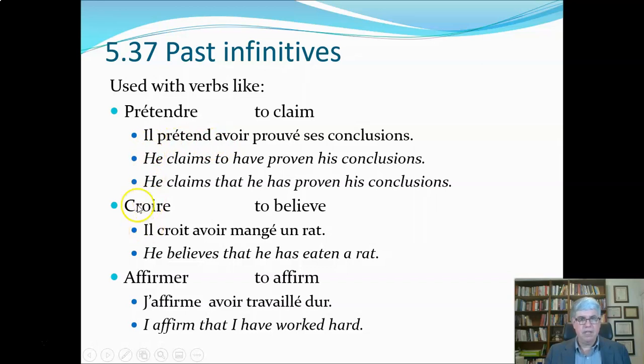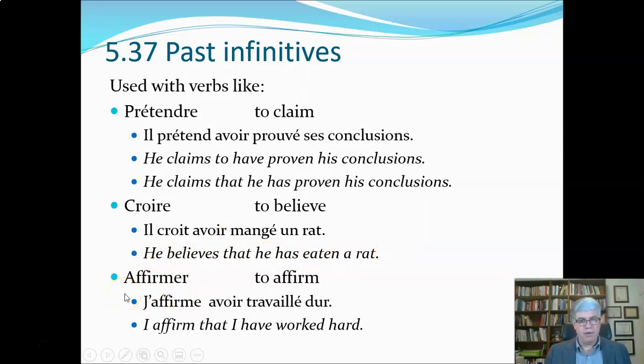It's also used with verbs like croire, to believe. Il croit, present tense, he believes. Avoir mangé un rat. Now this one we can't say he believes to have eaten a rat. That doesn't make any sense. Claims you can use the past infinitive, but believes in English you can't. You have to say he believes that he has eaten a rat.